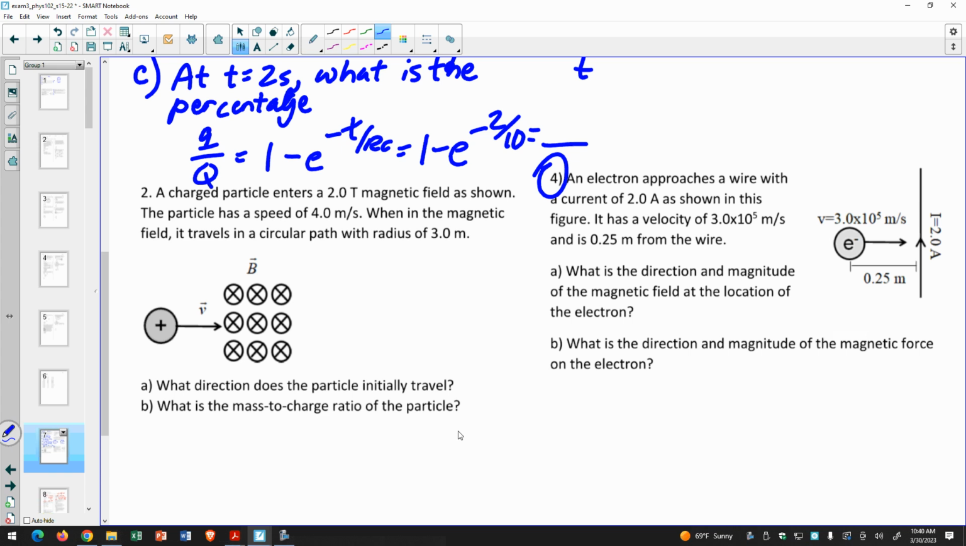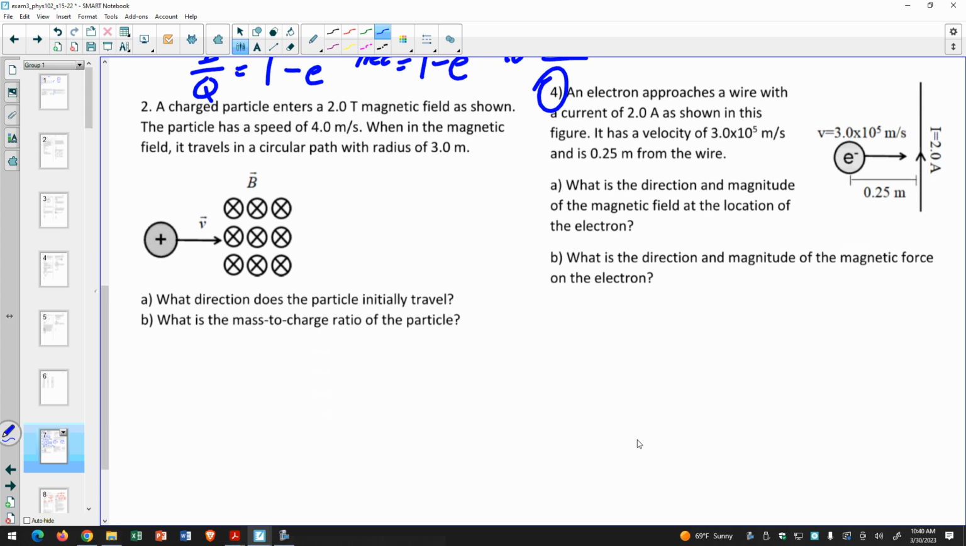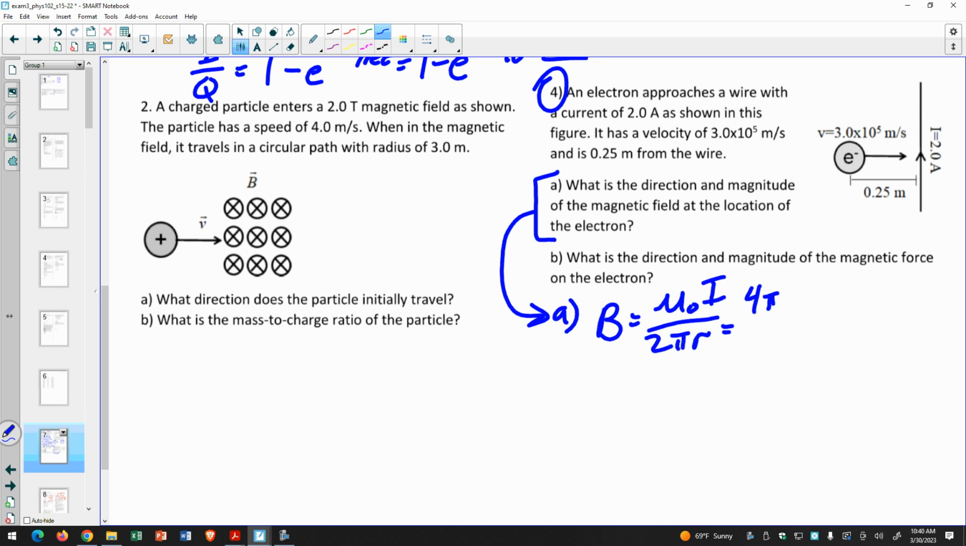All right. Now this one, number 4, is a similar question, and there are 2 parts to it. The first thing you have to do is to find the magnetic field at the point. So that's part A. I need the magnitude and the direction. To first just find the magnitude of that magnetic field, it's B equals mu naught I over 2 pi r. That's 4 pi times 10 to the minus 7. Here the current is 2 amps divided by 2 pi, and the radius is 0.25 meters, or that's the distance from the wire.